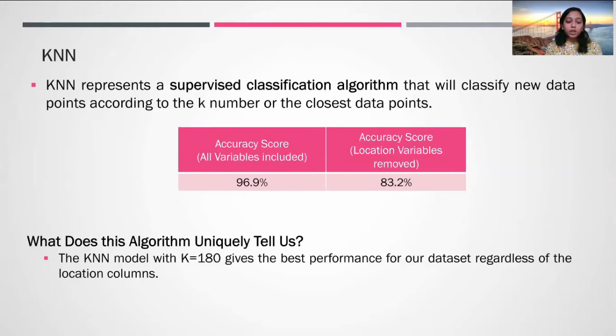The main thing to take away from this KNN is that we applied a bunch of different K values to see which one gives the best performance, and it looks like K equal to 180 gives us the best accuracy scores for our data set regardless of the location columns. So the next model will be explained by Stephen.